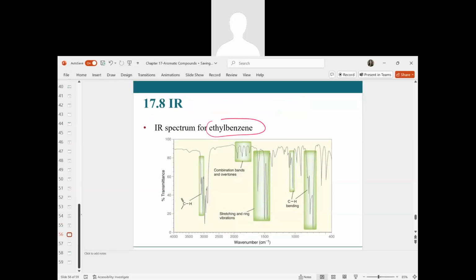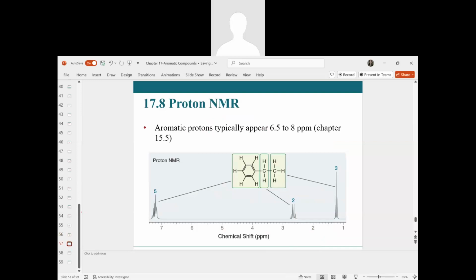We can see that sp2 CH stretch over here above 3,000. Actually, we see two signals here. These combination band overtones, again, are in this range, between here and here. Then we have these stretching and ring vibrations in this region. Then we have our CH bends, anywhere between 690 up to 900 or so, bending in plane or out of plane. So these are the distinct patterns that you should see for IR spectra.